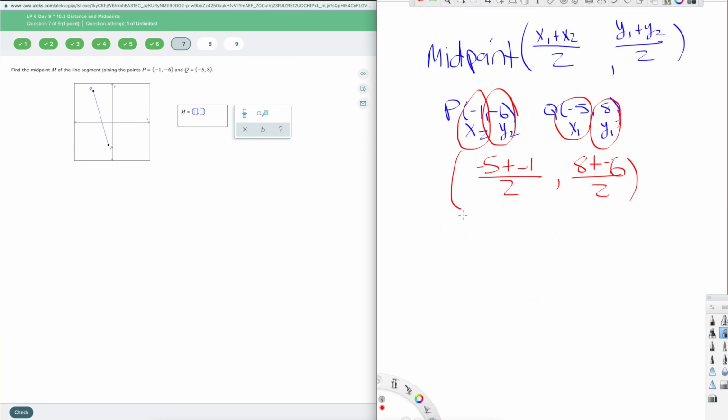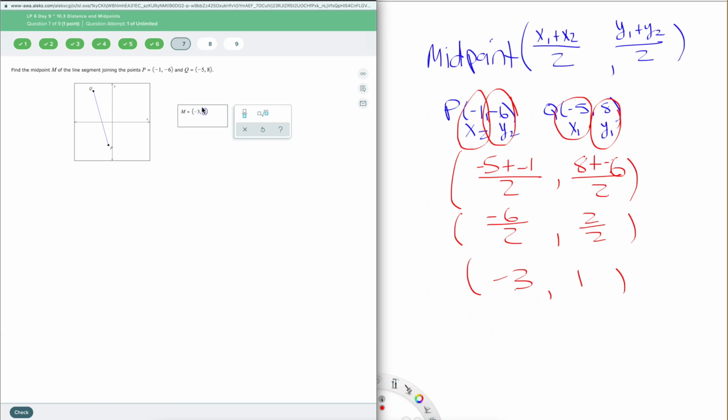So now we just want to reduce. So I have -5 minus 1. Well, that's -6. I had 5 negative, I want one more negative. And then over here I have 8 plus negative 6. So it's really 8 minus 6. So I have 2, sorry, not 4. 2 over 2. All right, I'm going to reduce one more time because these are both even, so I can reduce these. Negative 6 divided by 2 is negative 3, and 2 divided by 2 is 1. So my midpoint is going to be this coordinate, negative 3, 1.